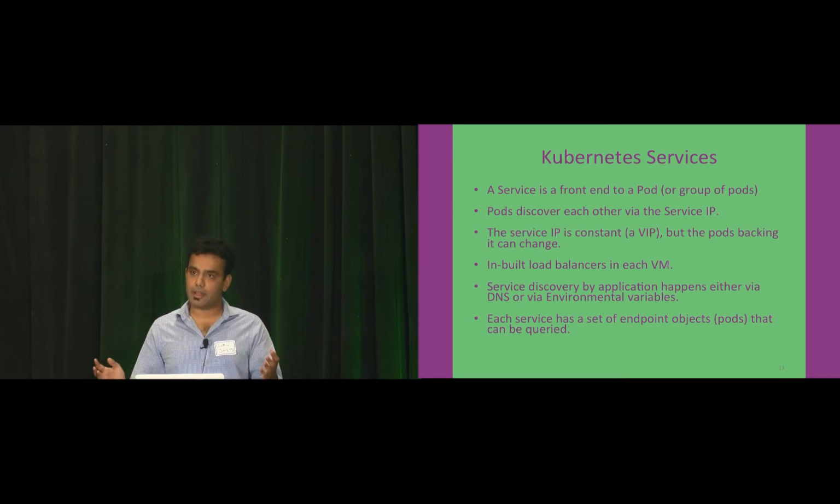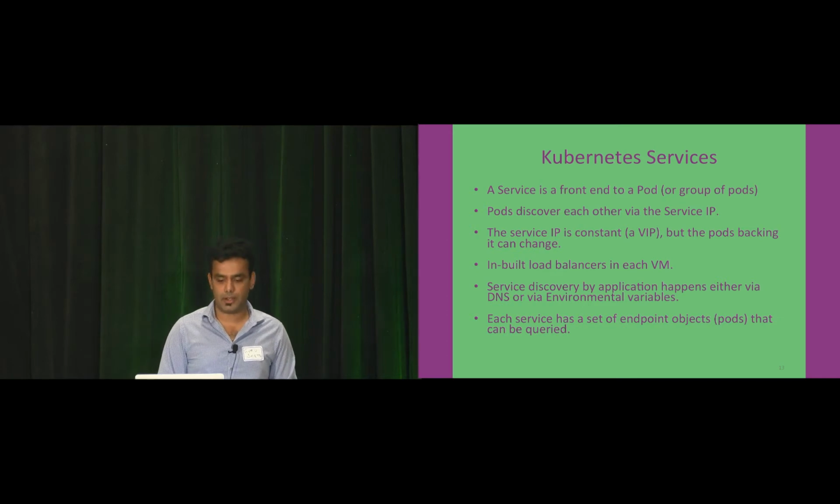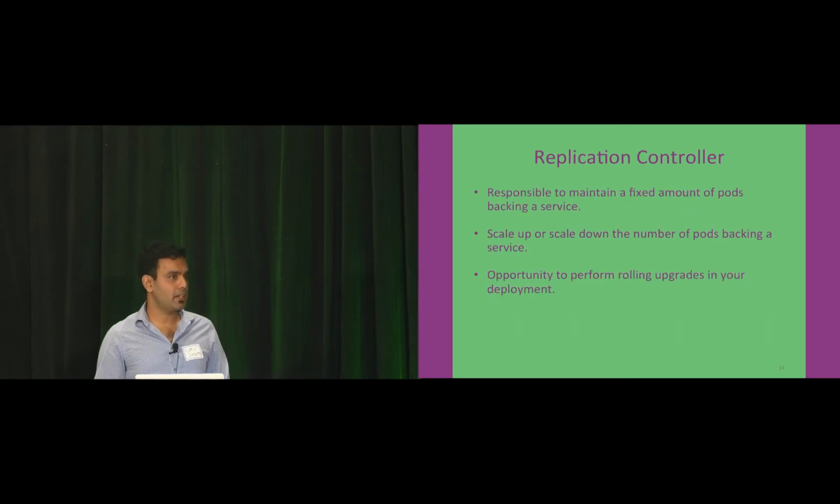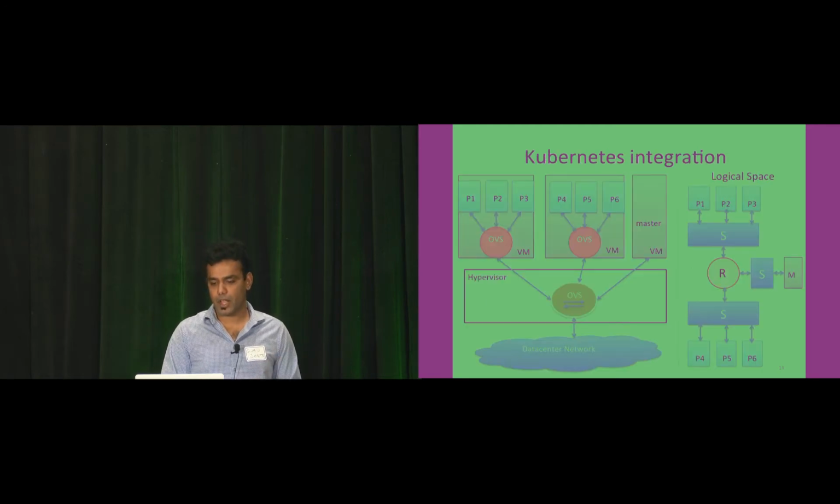So you could have 100 web servers with completely different IP addresses, but at the end of the day, they can be accessed with either a DNS name or a virtual IP address. Kubernetes also has something called a replication controller. You can decide how many pods you want at any given time. You could say, I want 100 web servers, and it will make sure that you will always have 100 web servers. If some of your VMs get destroyed, they will just create new pods in a different VM.